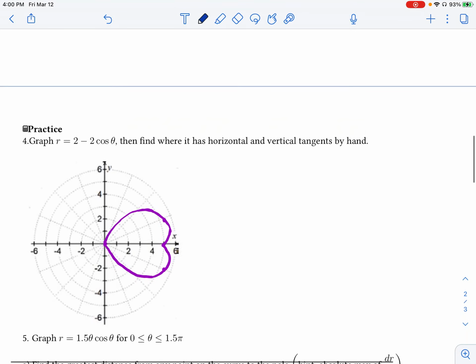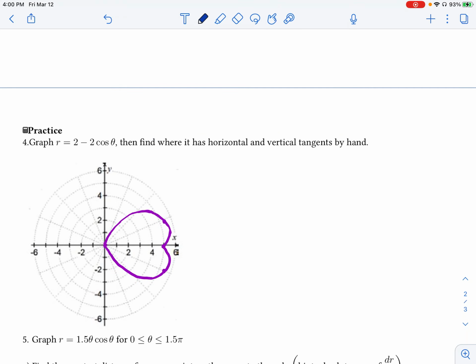A little bit of practice now with both graphing some of our polar functions in our calculator, but also working with their derivatives a bit more. So let's take a look at this first problem. Graph 2 minus 2 cosine theta, this polar function, and then find where it has horizontal and vertical tangent lines.